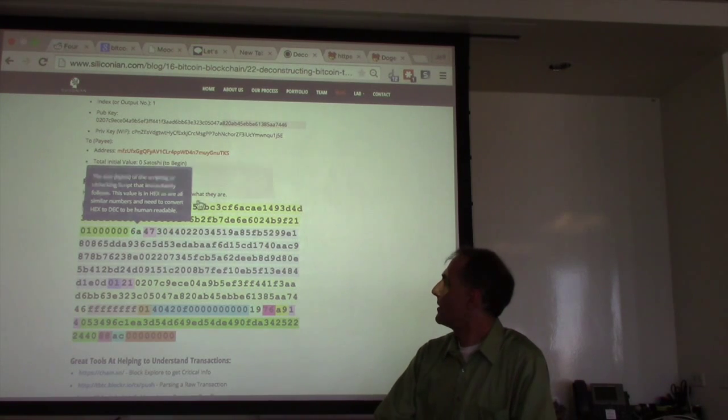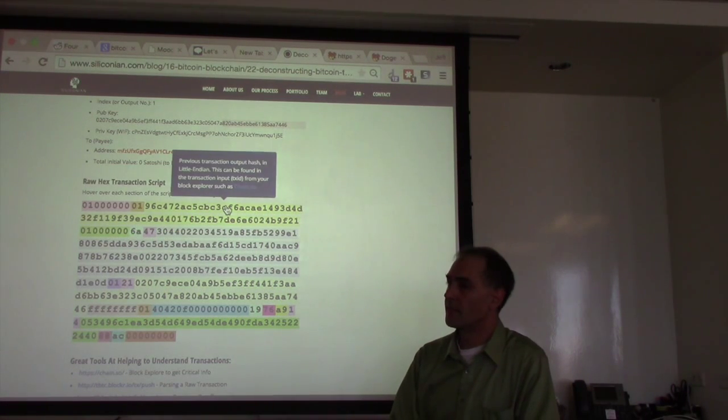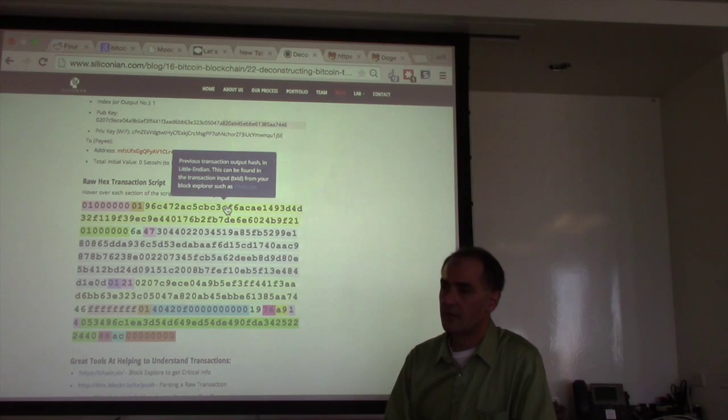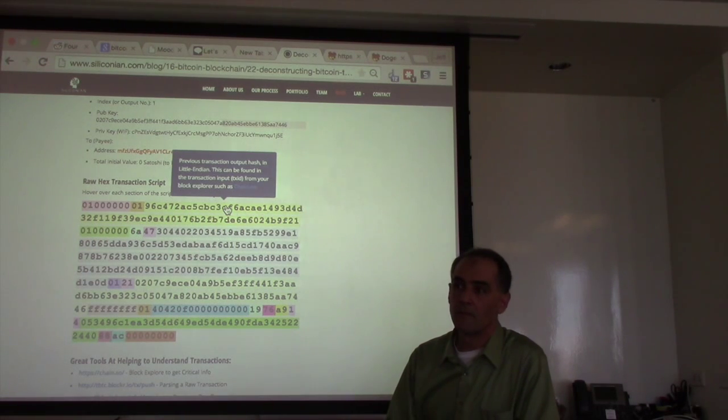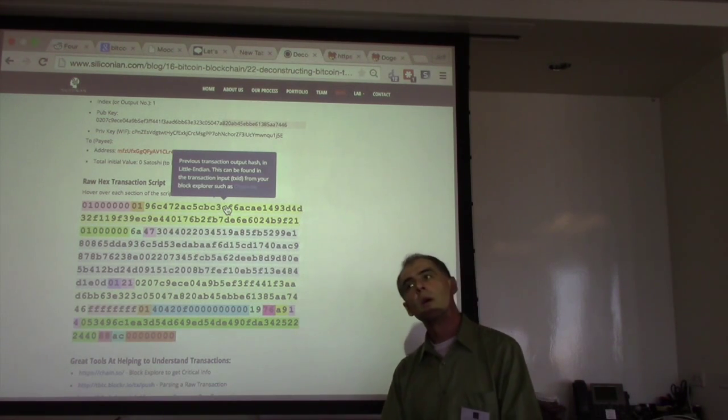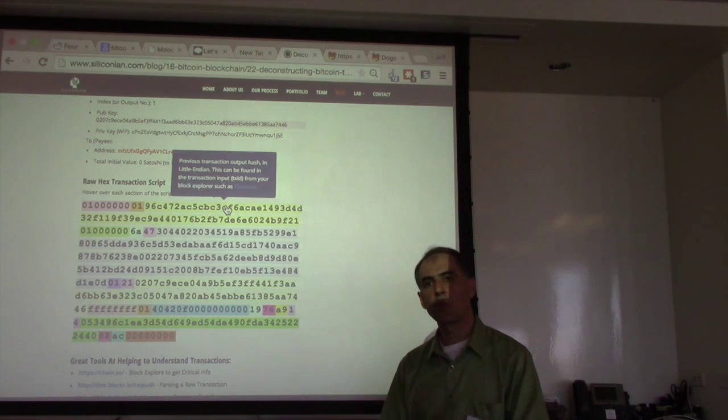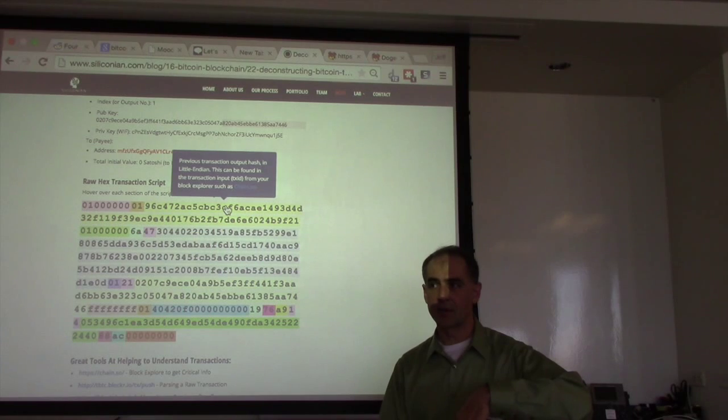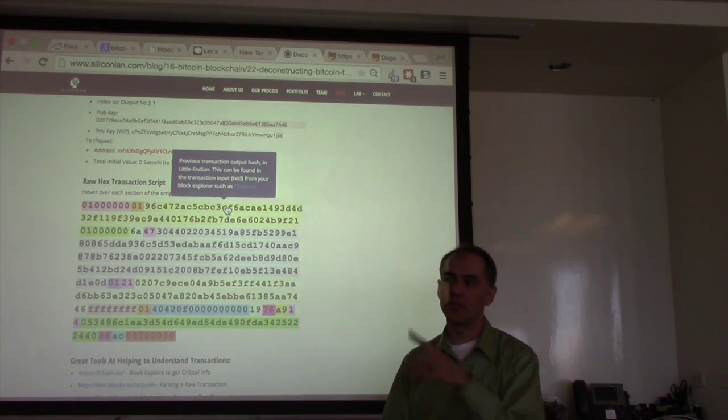Quick question on this. What's the bit where the miners actually pick it up and do a nonce and hash it over and over again? Which part of this do they do? So your question is, when the actual transaction is put into a block by the miner? Right. When is this created?